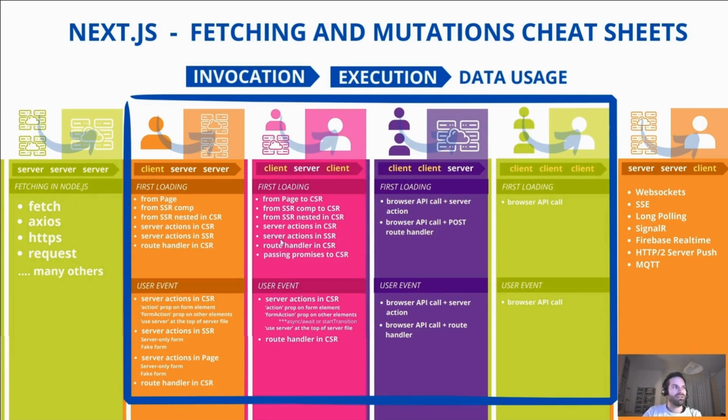The last column is another scenario we are not going to explore in this tutorial, where the invocation is from the server, the execution is on the server, and the data is sent to the client. This scenario involves all the technologies that enable a unidirectional communication channel between a web browser and a web server over a single HTTP connection. The primary purpose is to facilitate the server pushing updates or notifications to the client in real time.